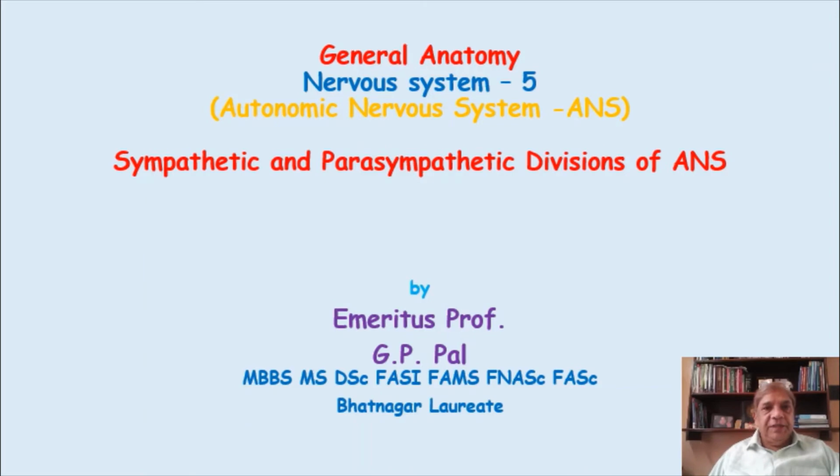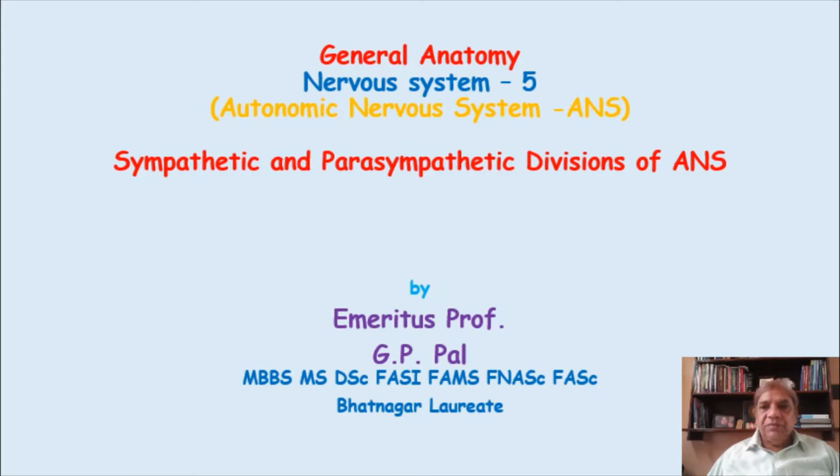Students, now we are on the fifth lecture on nervous system in the series of general anatomy. In this last lecture we will learn specifically about the sympathetic and the parasympathetic division of the autonomic nervous system. In the last lecture, we learned the basic aspects of the autonomic nervous system, and in this lecture, we will specifically learn about the characters of the sympathetic and parasympathetic system.